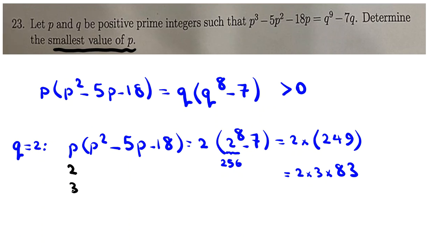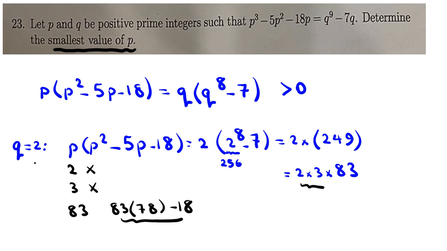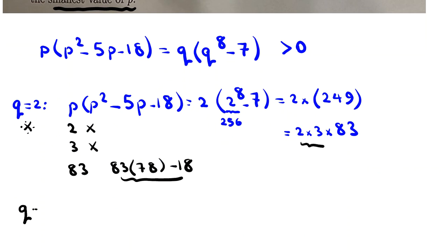Now, here, p can be only what numbers? 3 or 83. 3 is impossible because 9 minus 15, again it will be negative. Also, if you place 83, then you can say, okay, it is 83, factor from 83, 83 squared minus 5 times 83 minus 18. It is so much greater than 6. So q equals 2 is a contradiction. Let's check q equals 3.